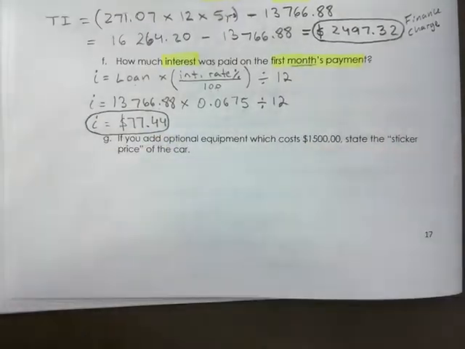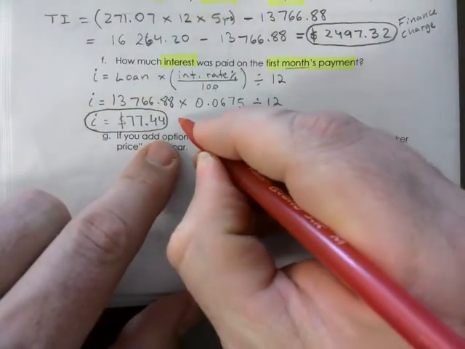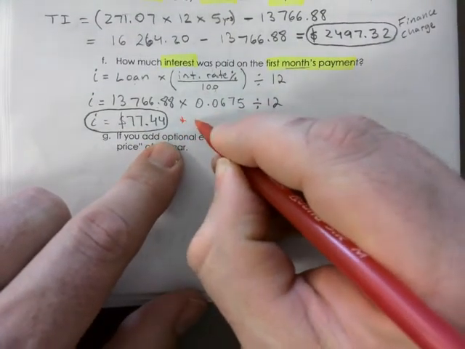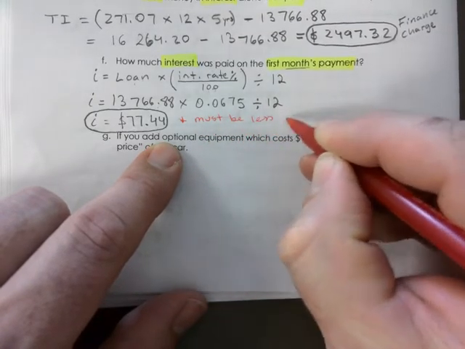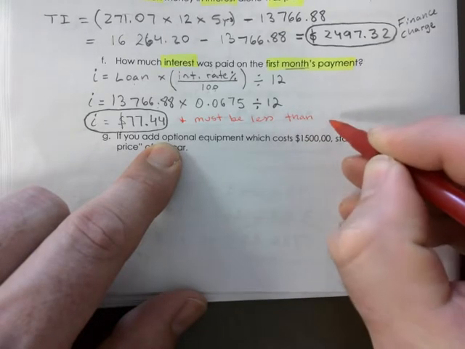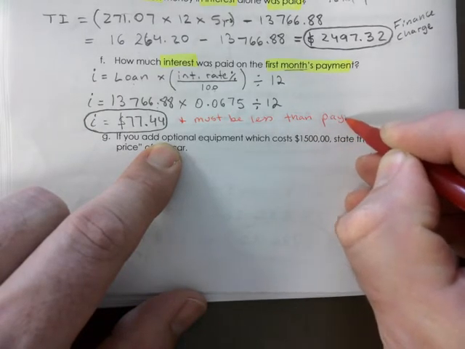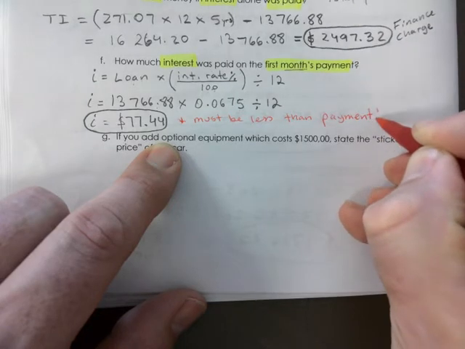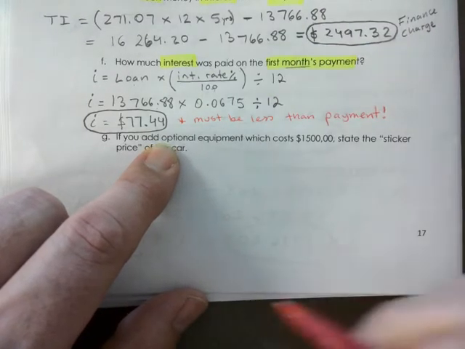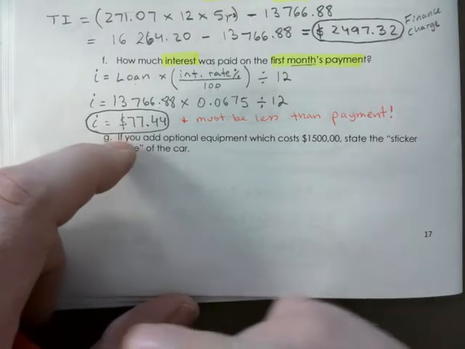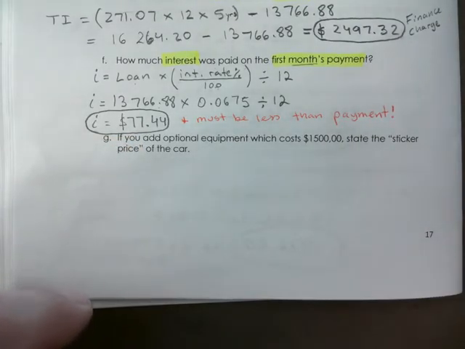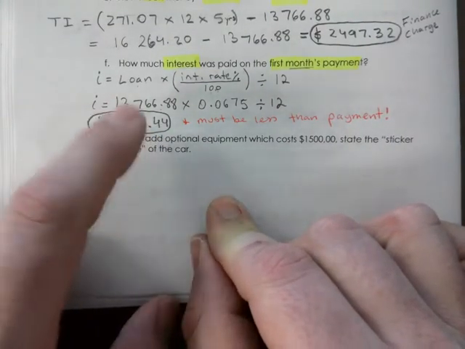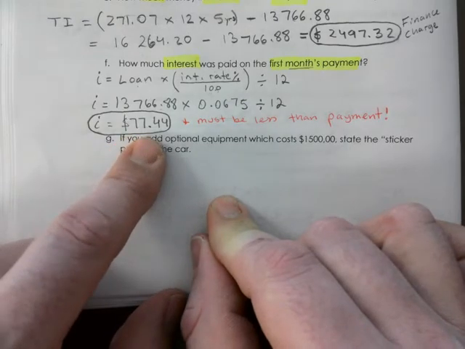I will say this on the side, and I'm using a different color. If you have it, great. It must be less than the payment. If you're calculating this, and you crunch numbers and you get a big number that's bigger than your payment, in this case my payment is 271. If this number is bigger than 271, you know you made a mistake. Okay.